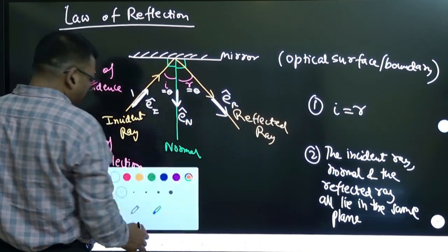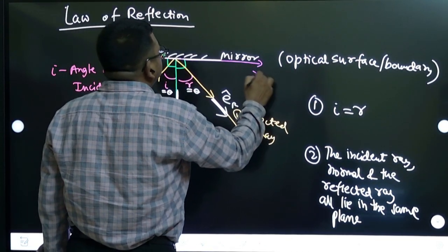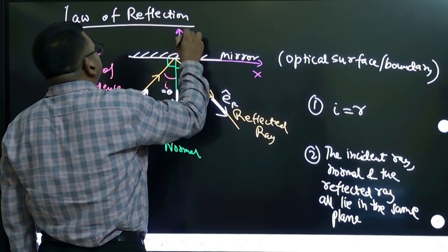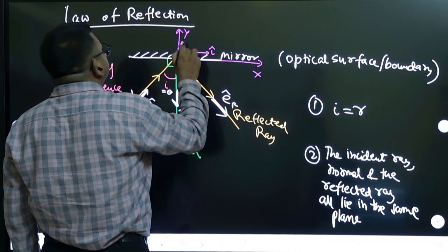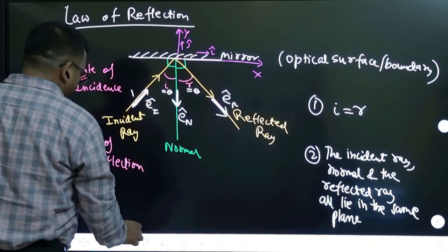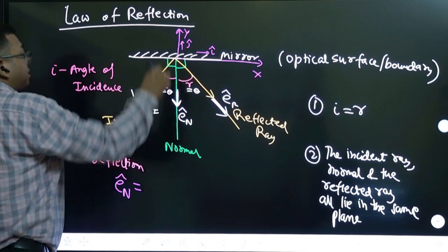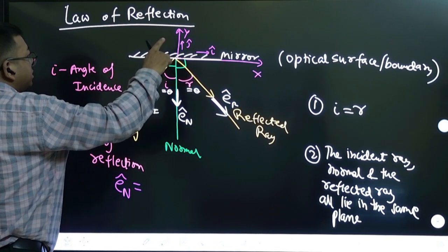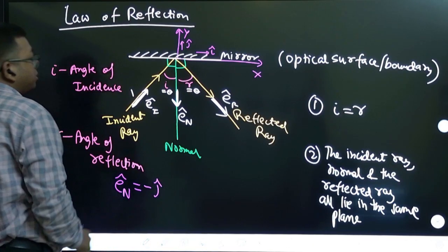So let us define this as x-axis. This I have defined as x-axis, and this I have defined as y-axis. So unit vector along x-axis is i cap. Unit vector along y-axis is j cap. So let us write this En cap. En cap is opposite of y-axis. It's negative y-axis, so minus j cap it is.